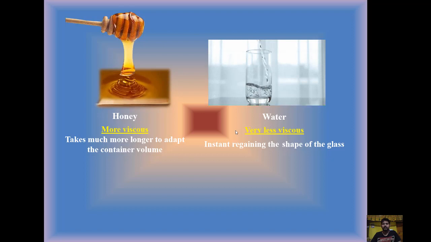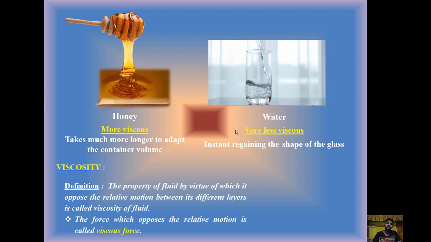This is because water is much less viscous, so it instantly regains the shape of any container you pour it into. But honey, which is more viscous, takes much longer to adapt to the container's volume. And what is the driving factor? It's actually the viscosity. So, what is the definition of viscosity?